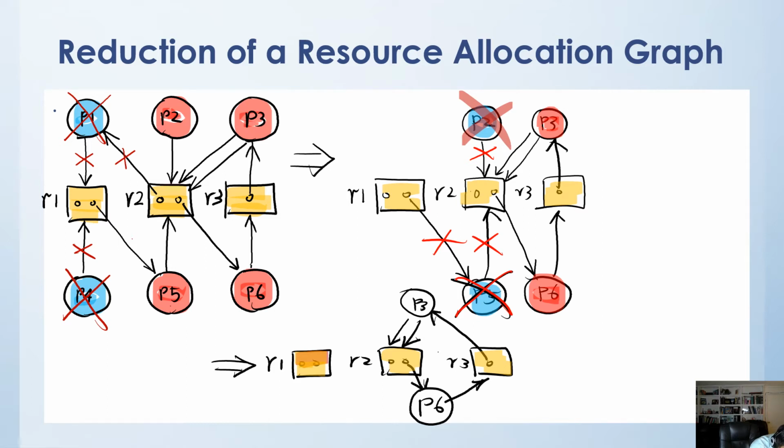P3 is currently still holding 1 unit of R3. So P3 cannot get all the resources. It's still blocked. And what about P6? P6 is holding 1 unit of R2, and still requests R3, but R3 is not available. Blocked. Okay, so it looks like now this is the final graph.